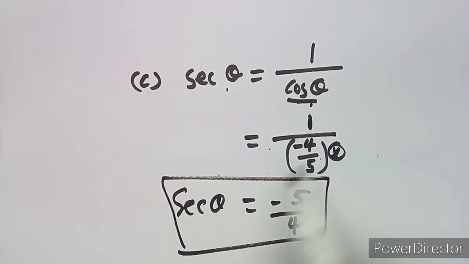So sec is 1 over cos. The moment you have 1 over cos, you're done. You substitute your cos. Like I said, even if you use your calculator at that stage, there is no effect at all. So you must be careful about that one again.